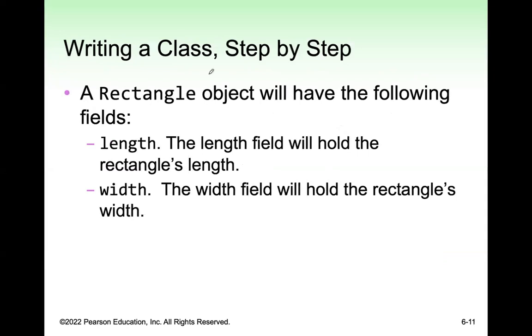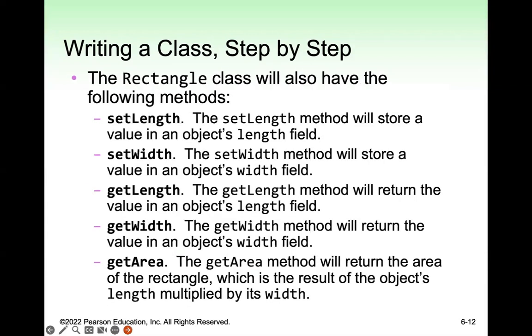So first of all, when we want to create a class, we want to think about what our object will need from that class. If we are creating a rectangle object, we know that our rectangle needs length and it needs width. So two fields, length and width, basically two variables. That's what our object will have. Then after that, we need to create methods that we will use on those variables.